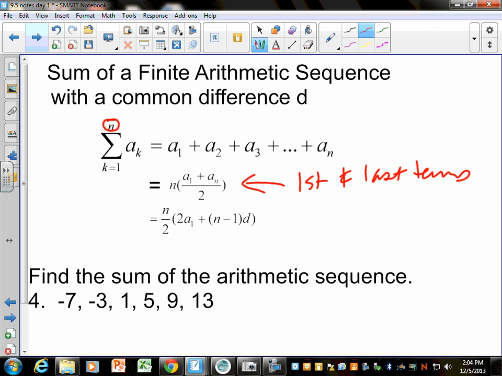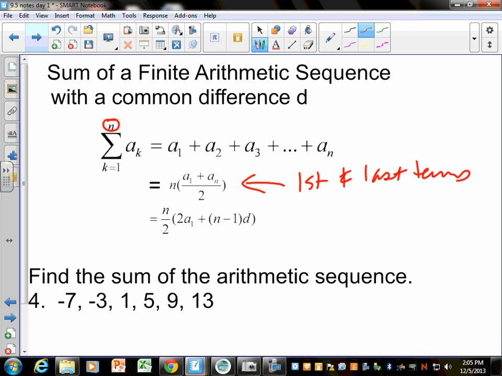This formula is great. But what if you don't know the first and last terms? What if you just maybe know the first couple terms, and you know you want to go to the 100th term? This is another formula that you can use. N is still the number of numbers, A is still the first term, and D is your common difference. So if you don't know the last term, that's when you'd use the bottom one. Or you could use the bottom one whenever, I guess, but definitely a little bit more work.